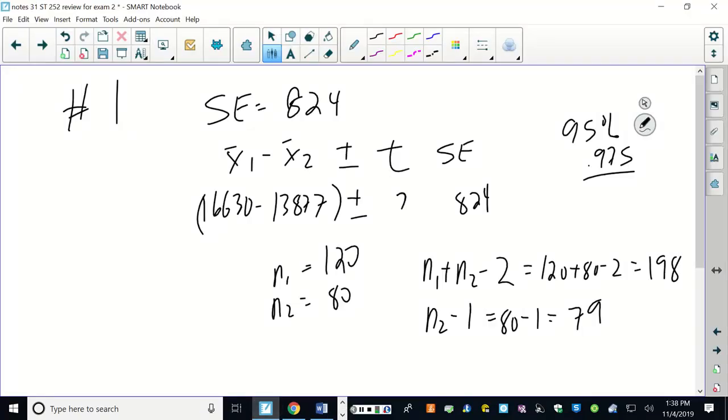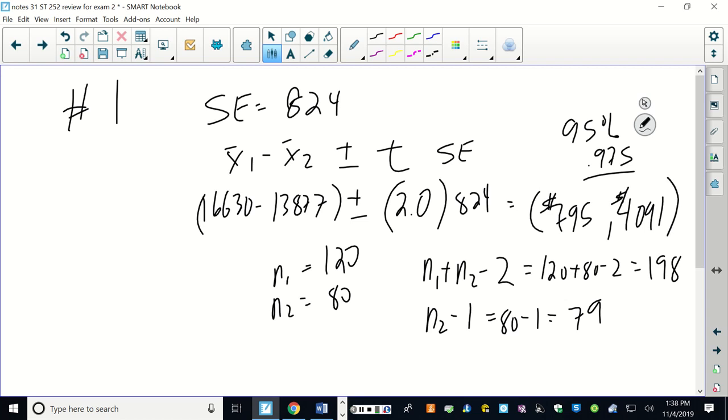So if you said 2.0 as an approximation, I think I did it a couple of ways on the solution. There are some solutions posted. And so this ends up being $795 up to $4,091 for the difference between these couple of groups, or between those in the labor force and those not in the labor force.